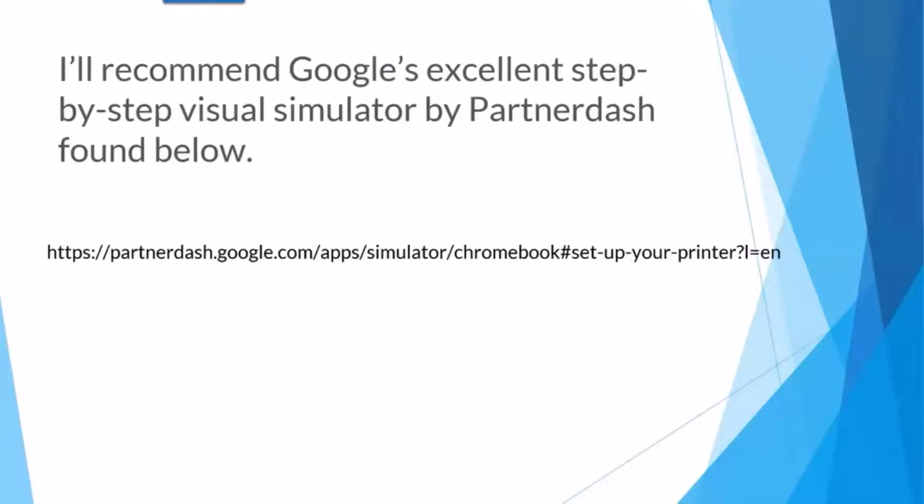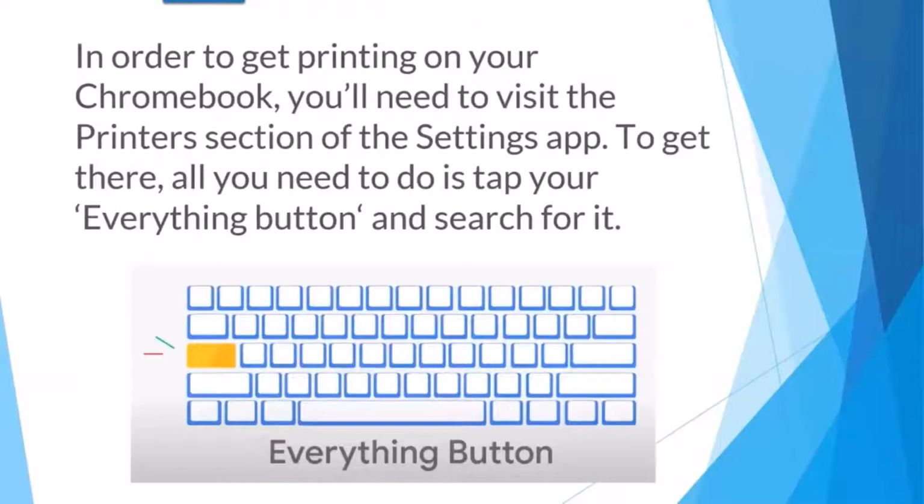I will recommend Google's excellent step-by-step visual simulator by Partner Dash, and here is the link. I'll give you a second to take a look at it. In order to get printing on your Chromebook, you'll need to visit the Printers section of the Settings app. To get there, all you need to do is tap on your Everything button or the search button on your Chromebook keyboard and search for it.